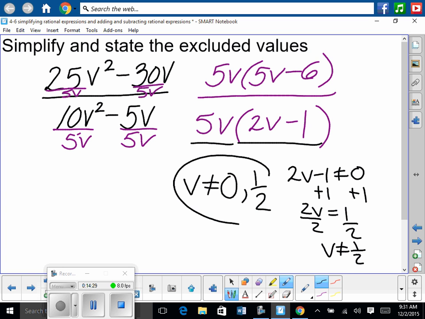So those are my restricted values. Is everybody comfortable with that? That is a huge part of the test. If you can't get that part right, then you're not going to do well. Okay, we're not done now.